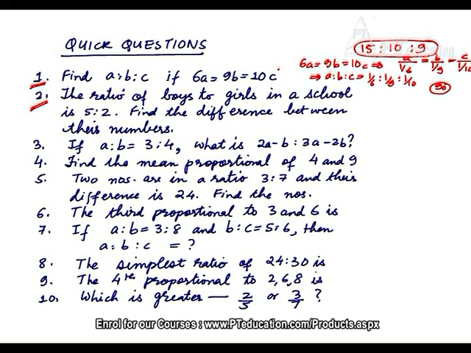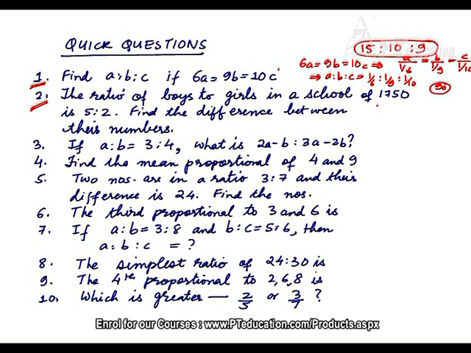The ratio of boys to girls in a school is 5 is to 2. Find the difference between their numbers. Now, I missed out on a small data. I will add that right now. In a school of 1750. Absolutely right. We have added that. Now the question is complete. Let's solve it. So the ratio of boys to girls in a school of 1750 is 5 is to 2. Find the difference between their numbers.